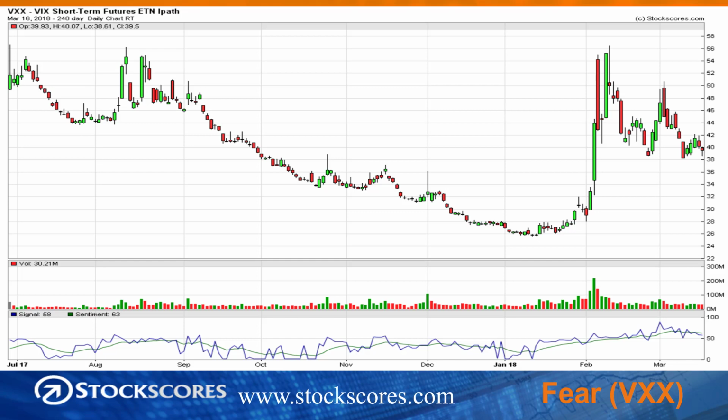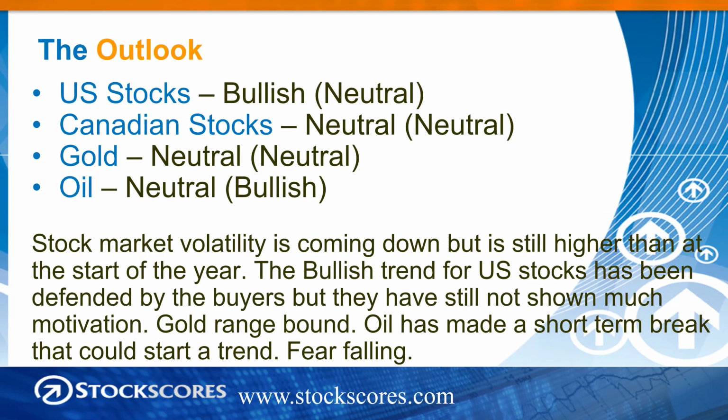And onto the fear chart, the VXX, which is building pessimism, a descending triangle. Let's watch for a breakdown through the floor price there. And if that happens, then fear is going to come out of the market. Stability is going to come to stocks with less volatility in the stock market than we've had recently.